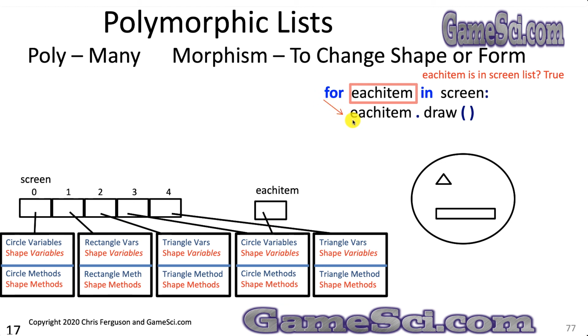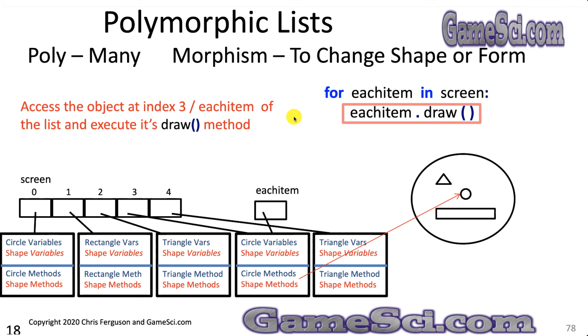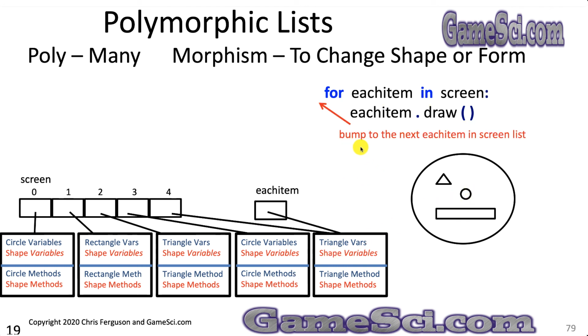Go execute the draw. Access the object at index 3, which each item is pointing to, of the list and execute its draw method. Start with the each item variable. The dot says go inside of it. And if I'm inside a circle object, what do you think it's going to draw? That's right, another circle. Hit the end of the list, bump to the next each item in the screen list.